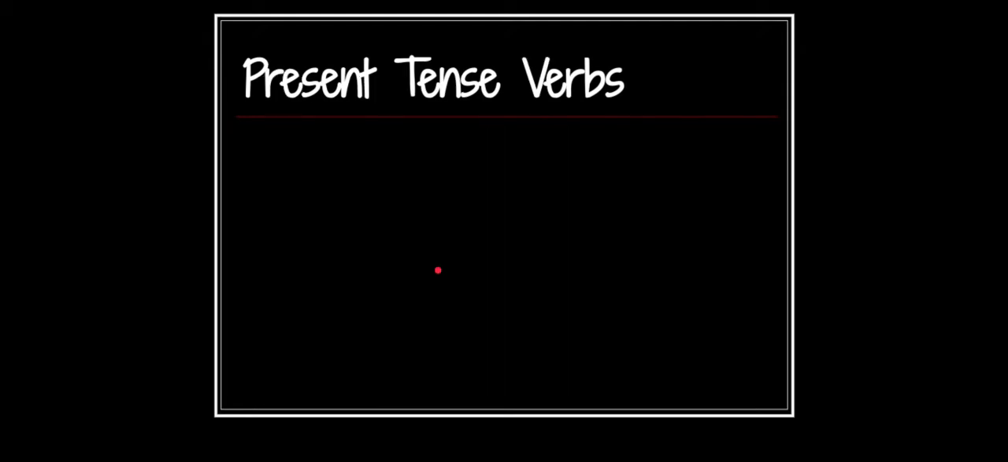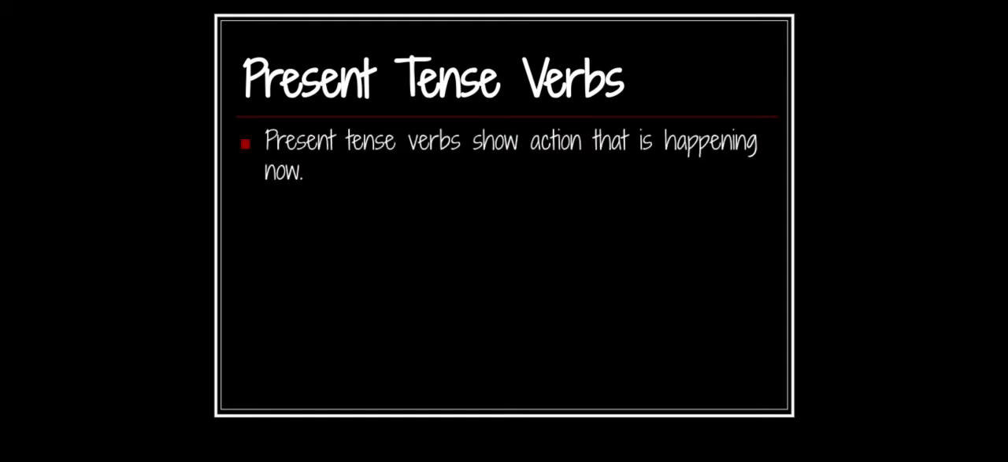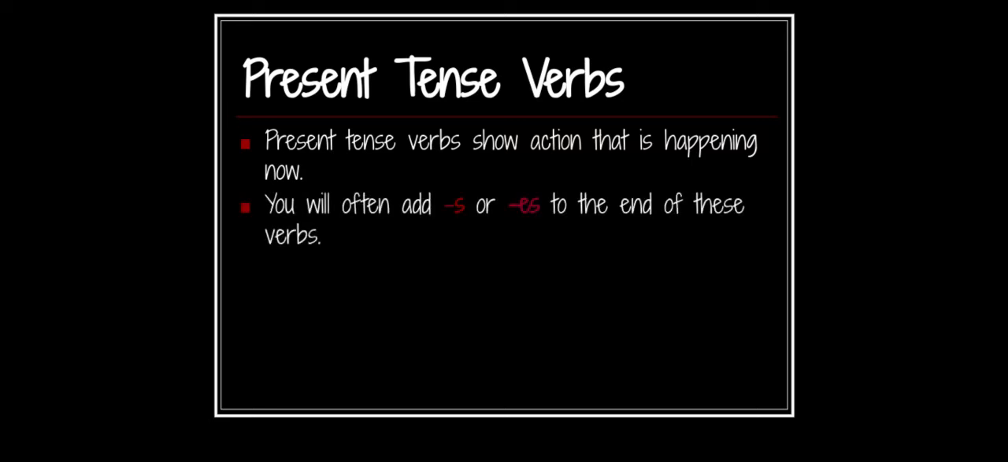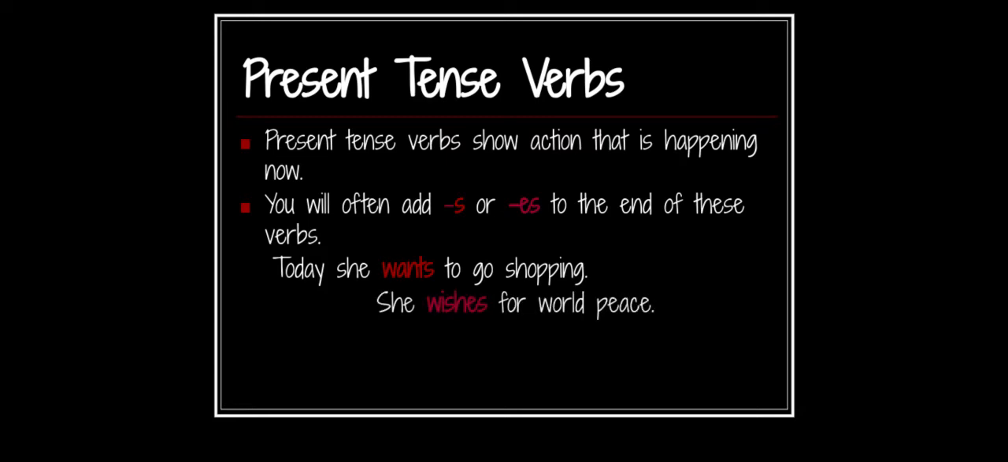Okay. Present tense verbs. Present tense verbs show action that is happening now. You often add s or es to the end of these verbs. Example, today she wants to go shopping. She wishes for world peace. Those verbs are showing that the action is happening right now in the present.